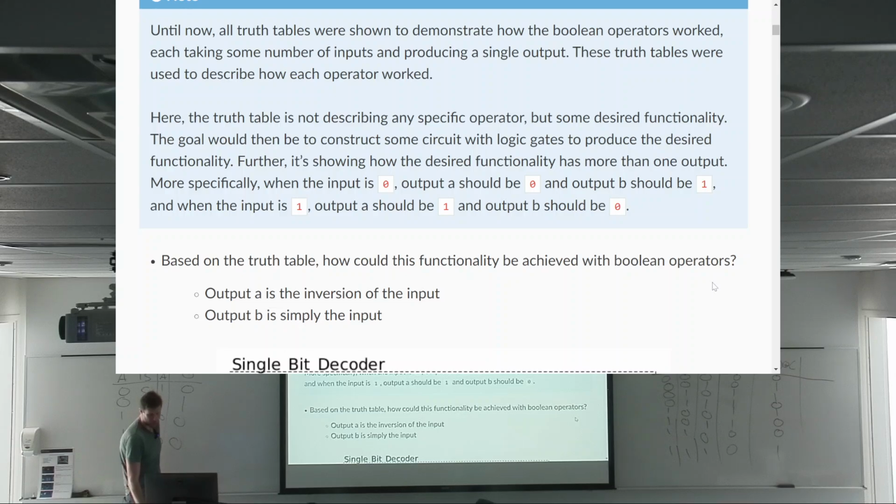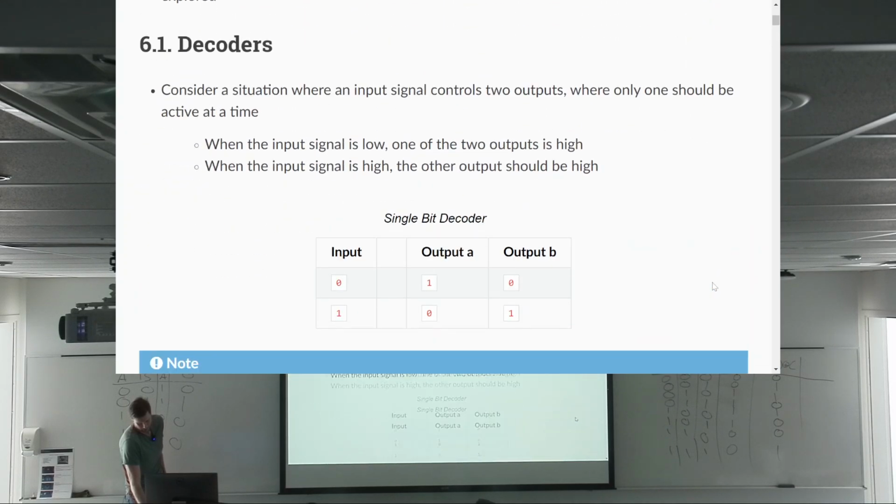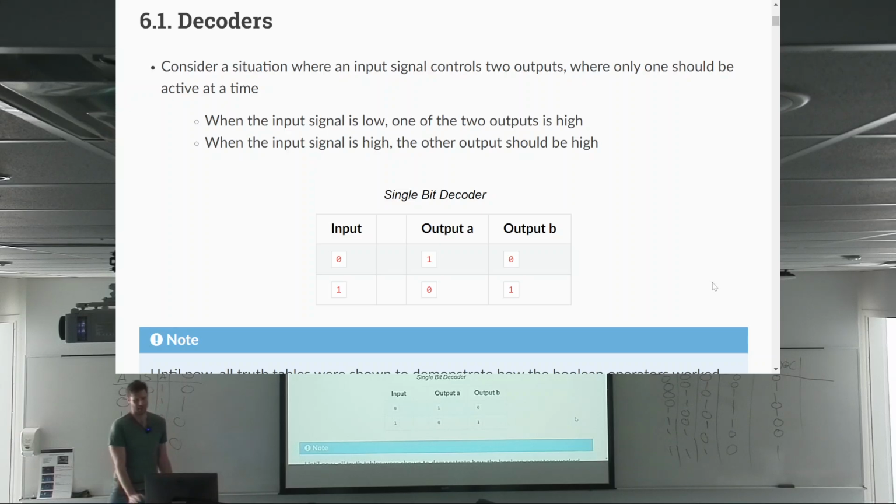So based on the truth table, how could this functionality be achieved with Boolean operators? Output A is the inversion of the input, and output B is simply the input. Well, okay, so take a moment, look at that. Think for a second. If we had Digital open and we have those logic gates, NOT and NOR, inputs, outputs, how could I control this?